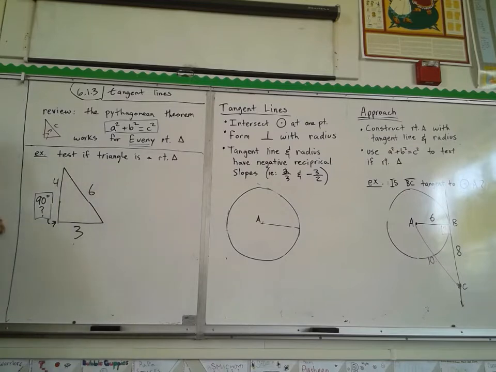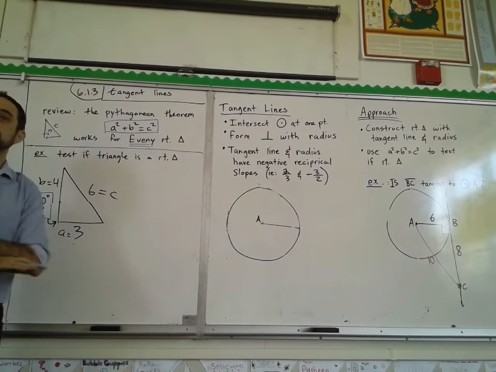Given the triangle lengths, test if this triangle is a right triangle. Go ahead and do that. First off, which is my c? It doesn't matter what a and b are, so we'll just say that's a and b. Is this a right triangle? How are we going to prove it? We're going to look at the Pythagorean theorem, which works for every right triangle. The Pythagorean theorem has to work in order for it to be a right triangle. If it doesn't work, it's not a right triangle.